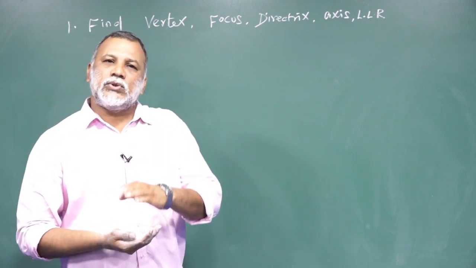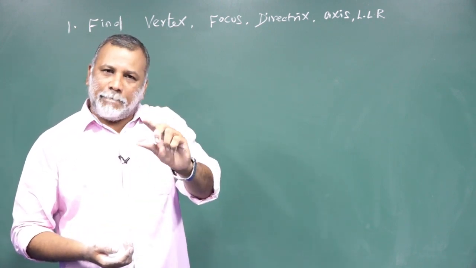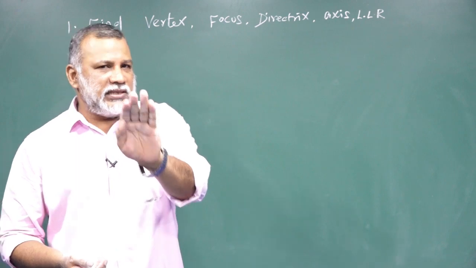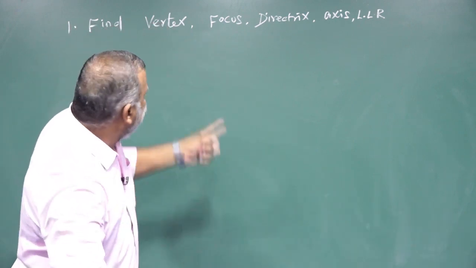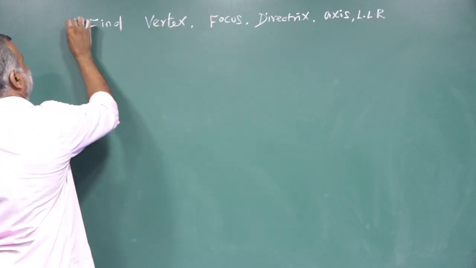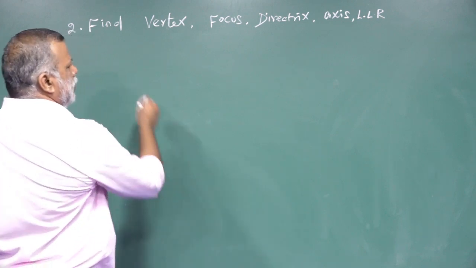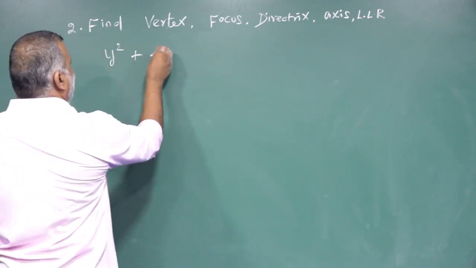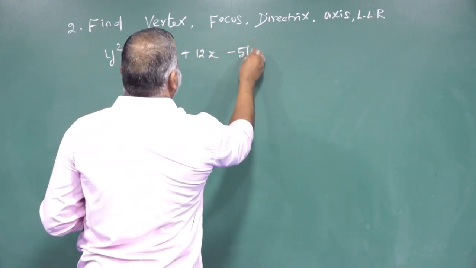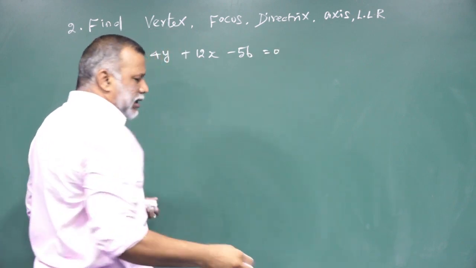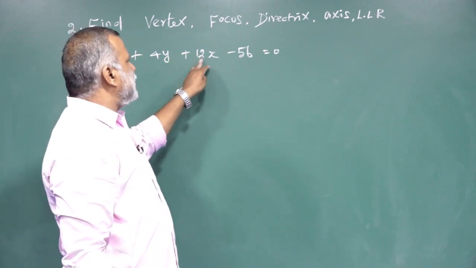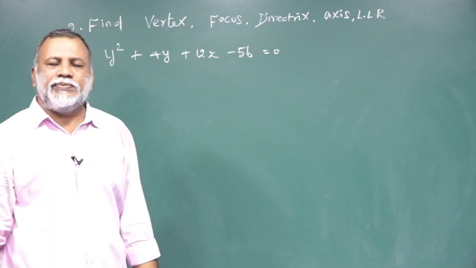Listen students. So far we discussed type number 1 parabola, shifting the vertex from (0, 0) to some other place. In the same model, we have one more problem. Find the vertex, focus, directrix, axis, and length of the latus rectum for this parabola: y squared plus 4y plus 12x minus 56 equal to 0. The same model as type number 1.